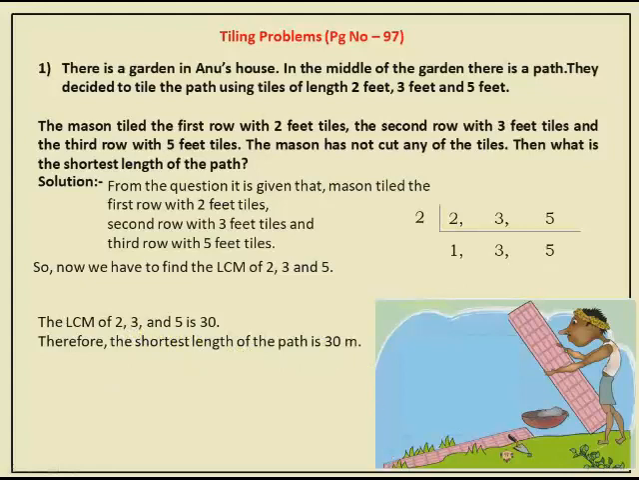Did you remember the tamarind one which we did now? That time we got 60 as the LCM and 1 was left out, that is 61 we did. Similarly, for 2, 3 and 5 we got the LCM as 30. Therefore, the shortest length of the path is 30. Shortest means least, that is least common multiple we have to find out.